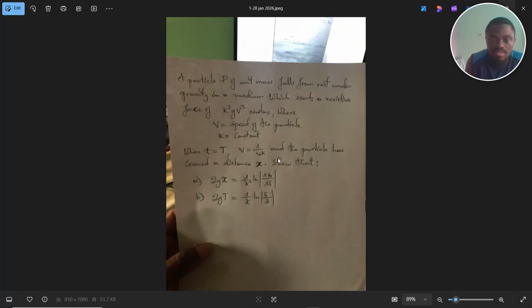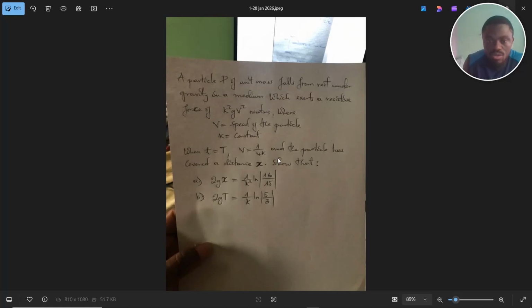They say when t equals capital T, v, the speed, equals 1 on k, and the particle has covered the distance x. Show that (a) 2gx equals 1 on k squared ln of the absolute value of 16 on 15. (b) 2gT equals 1 on k ln of the absolute value of 3 on 5. So this is a very simple exercise.